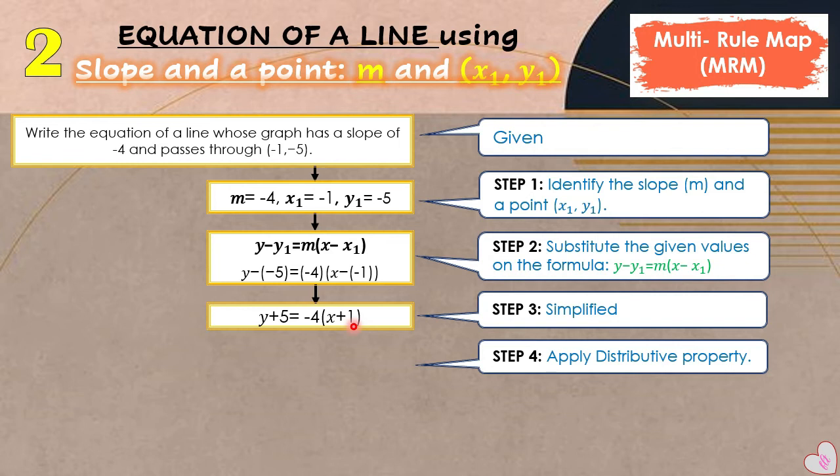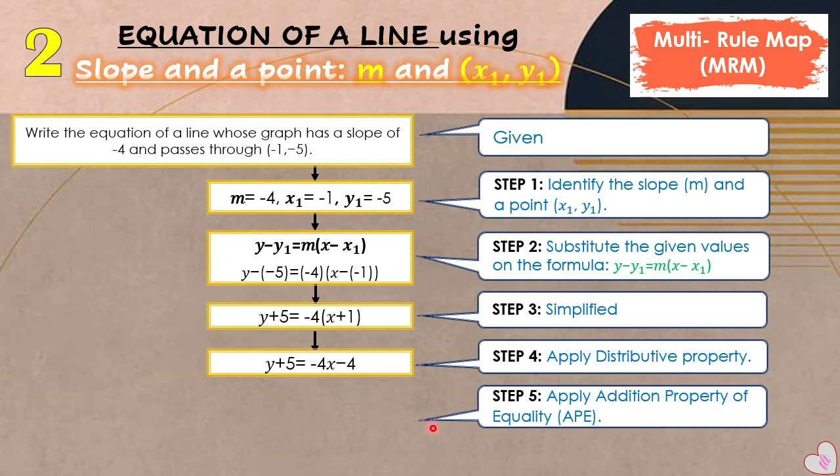Step 4, apply distributive property. So we have y plus 5 equals, so distribute this time negative 4 for each term inside the parentheses. We have negative 4 times x, we have negative 4x, negative 4 times 1, we have negative 4, that's why we're going to write minus 4.